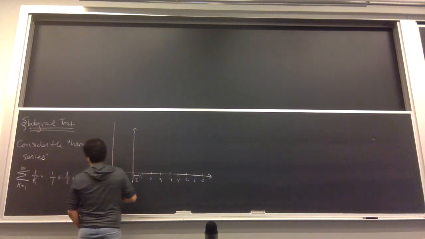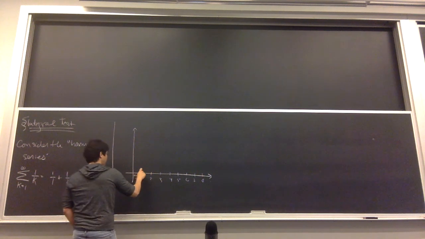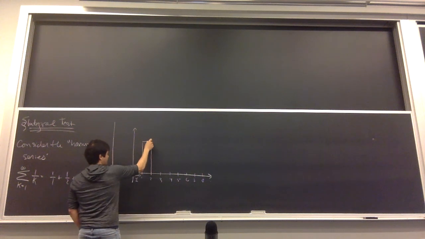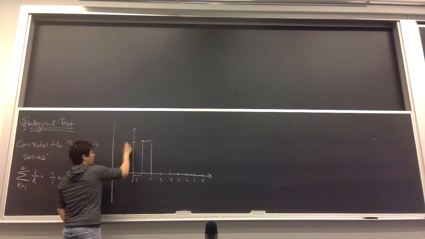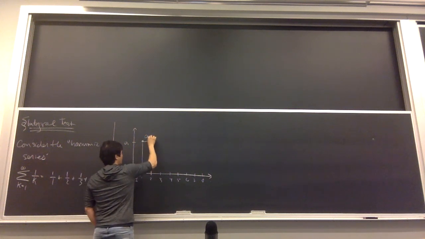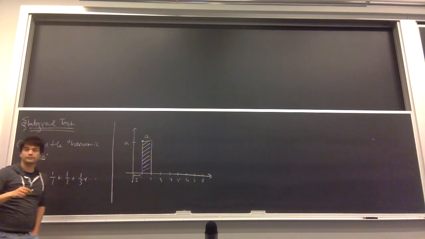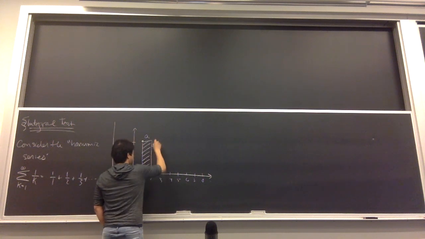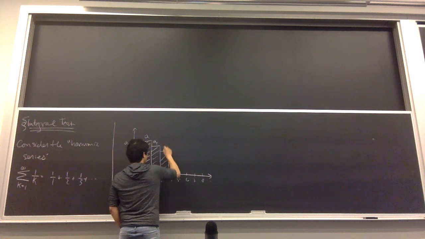Well, I can make a bar chart. Something like this. Where did I start in here? Yeah, let me start here. So I can do this. And if this point here is A1, then this bar has area what? A1 times 1, which is A1. Right? I can sort of repeat this. I can say that this is A2, this is A3, A4, and so on.